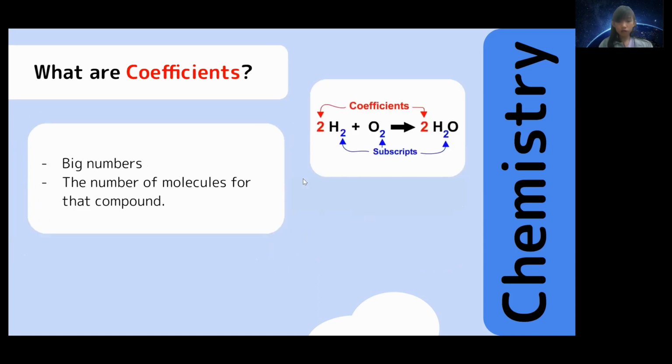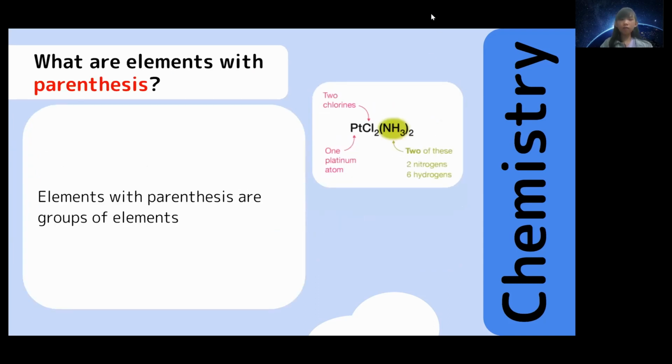And yeah, that's probably what coefficients and subscripts are. So what are elements with parentheses? Elements with parentheses are like a group of elements, like over here, an example. If you didn't know, this is platinum and this is chlorine, and then this is nitrogen and this is hydrogen. I said hydrogen, I think you already know it. But as for the other things like chlorine and platinum, the reason why there's 2 letters for some is because, as I said, there's a symbol. For some elements, there's 1 letter, and for some elements, there are 2 letters. So try your best not to get messed up.